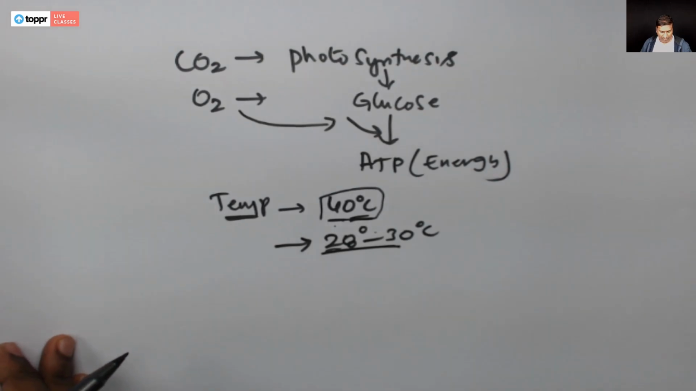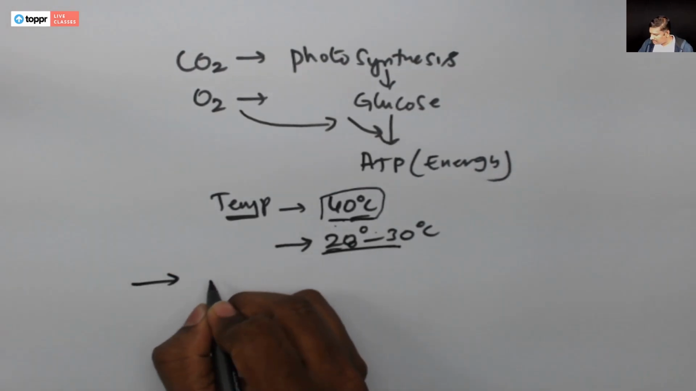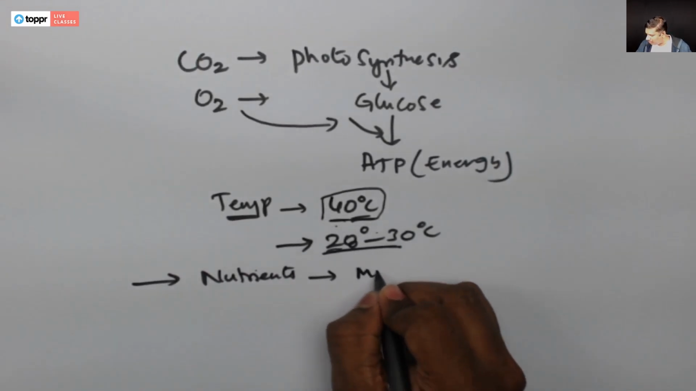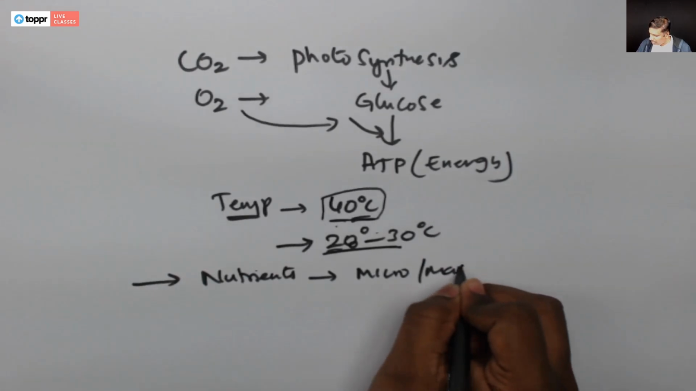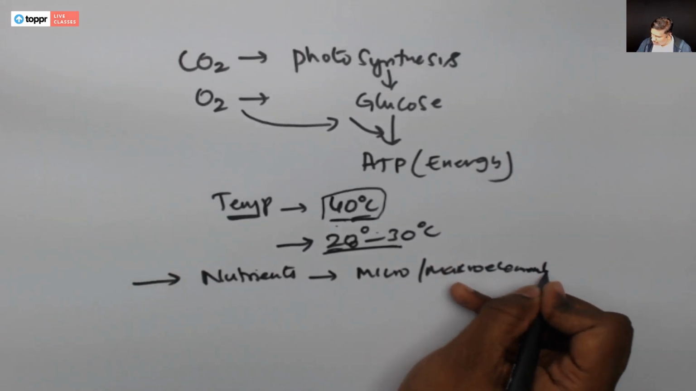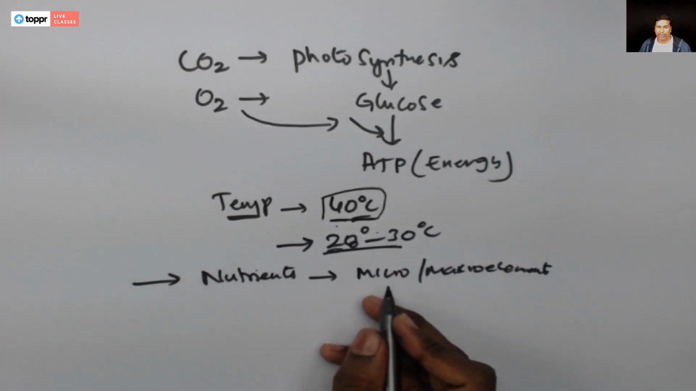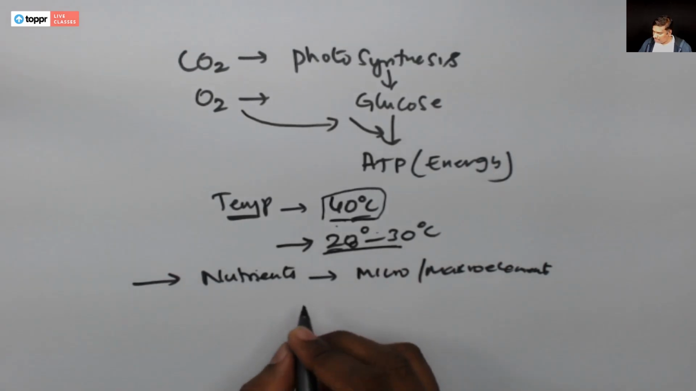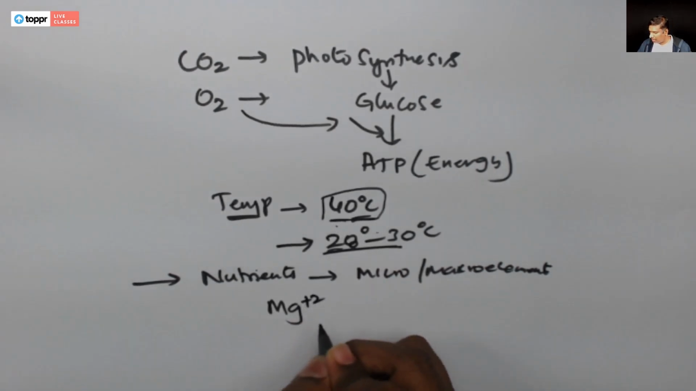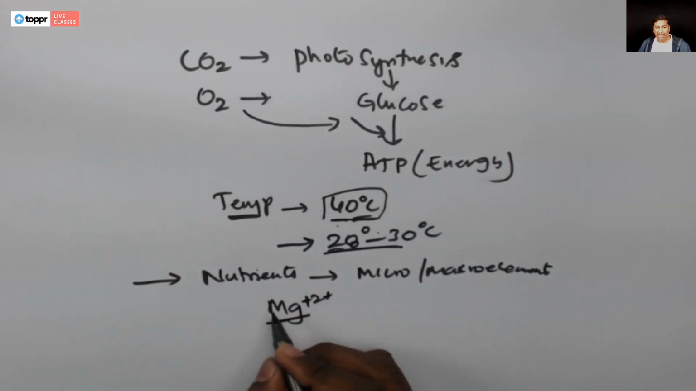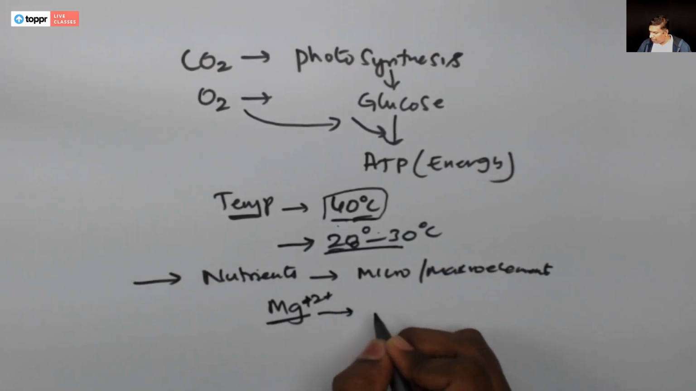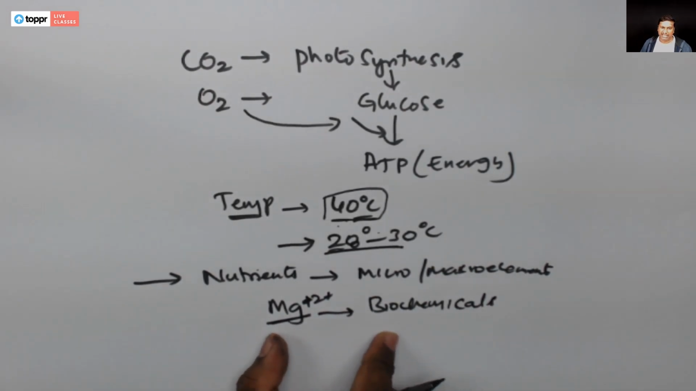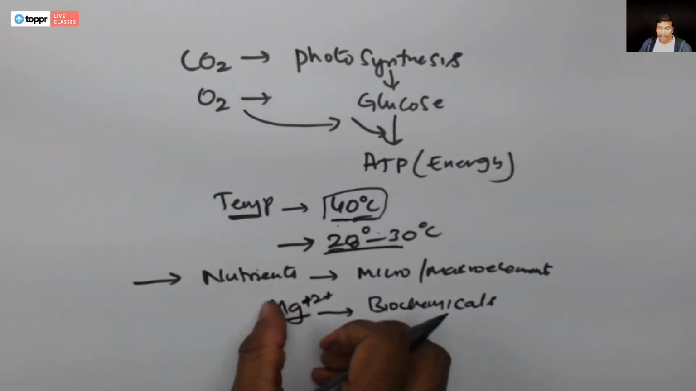The last thing is nutrients, the other nutrients which we call the micro and macro elements. They are all critical because each element plays an important role in the overall growth and development of the plant. For instance, take magnesium, Mg2+. Magnesium is involved in many biochemical reactions. In fact, in most of the biochemical reactions where you see energy being consumed, you need magnesium ions.